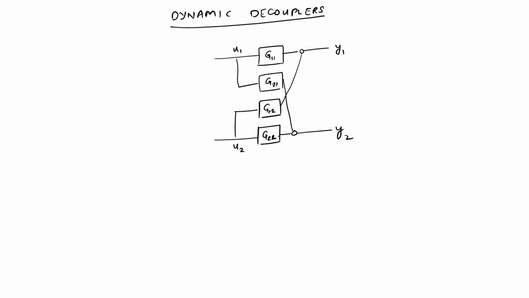Now this U1 signal is coming from the Y1 controller. And the U2 signal is coming from the Y2 controller. We have a decentralized control system, and there is a Y1 controller and a Y2 controller.